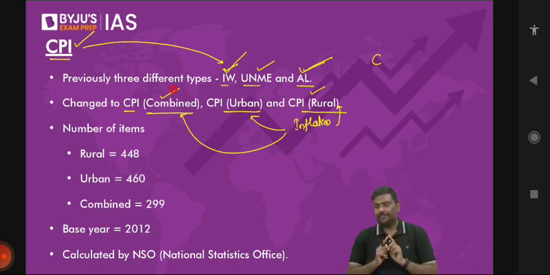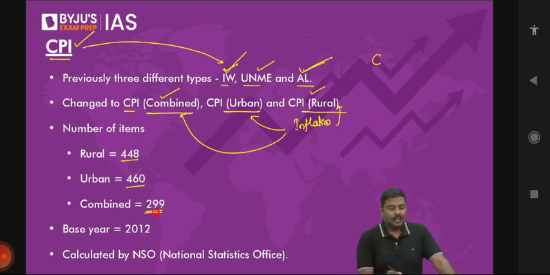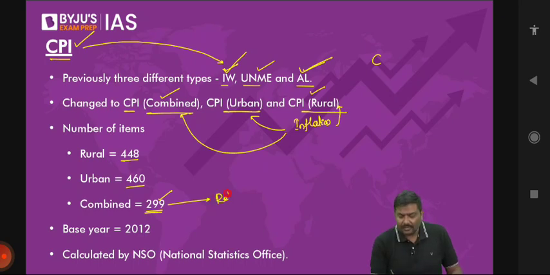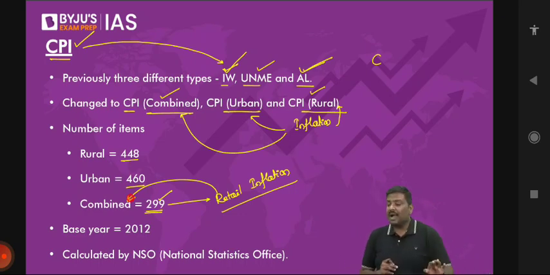For calculating rural inflation, we consider 448 commodities in the basket. To calculate urban inflation, we consider 460 commodities in the basket. And to calculate combined inflation, overall for India, we'll calculate the price level change for 299 commodities. Whenever you come across the overall inflation, or simply retail inflation, we are referring to combined CPI, that is, the CPI for overall India.